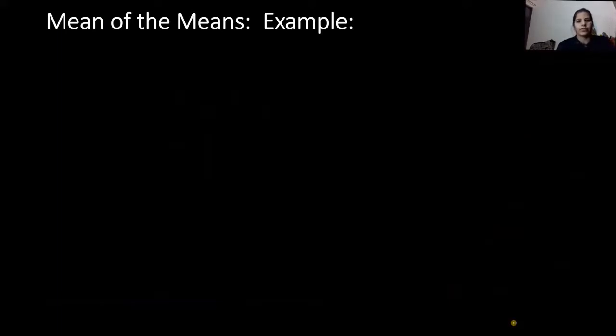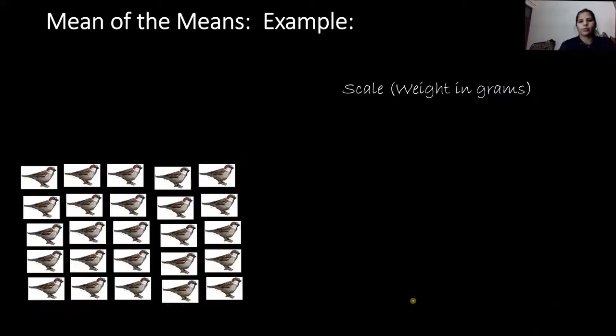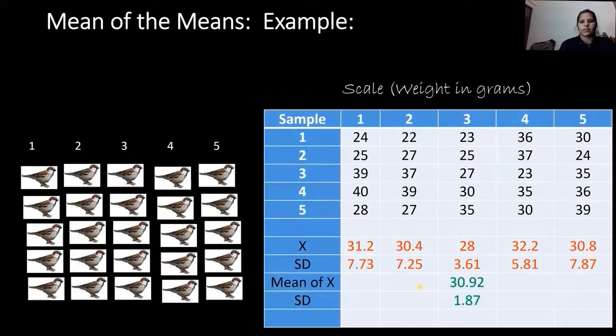Here I'll use one example because I want to calculate the mean of the means. For that I have picked the example of weights of sparrow birds. I have taken 5 sample efforts where in each effort 5 sparrows were measured for their weight, considering different sparrow birds. These are the weights of these 5 data sets.